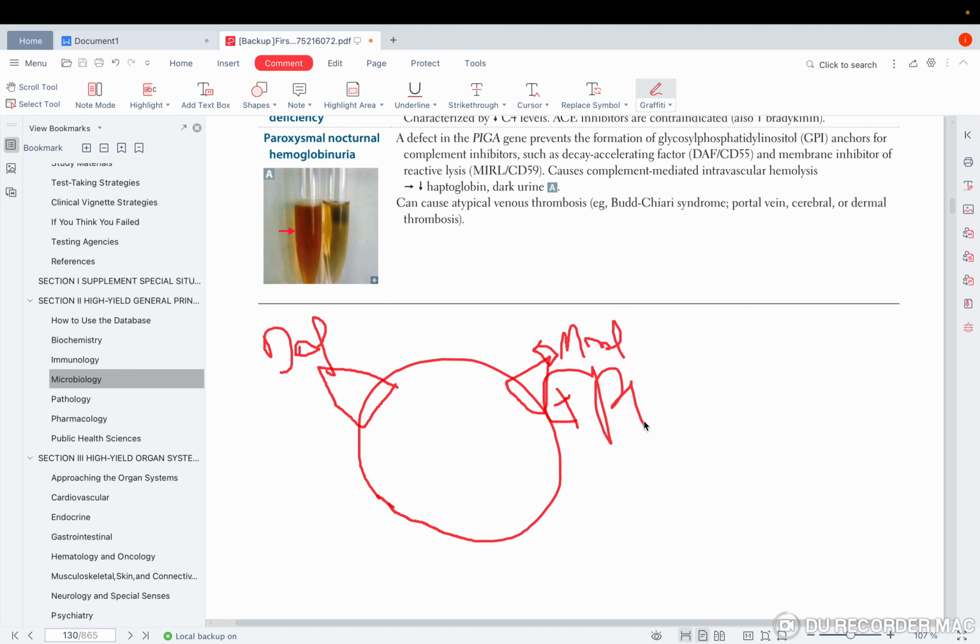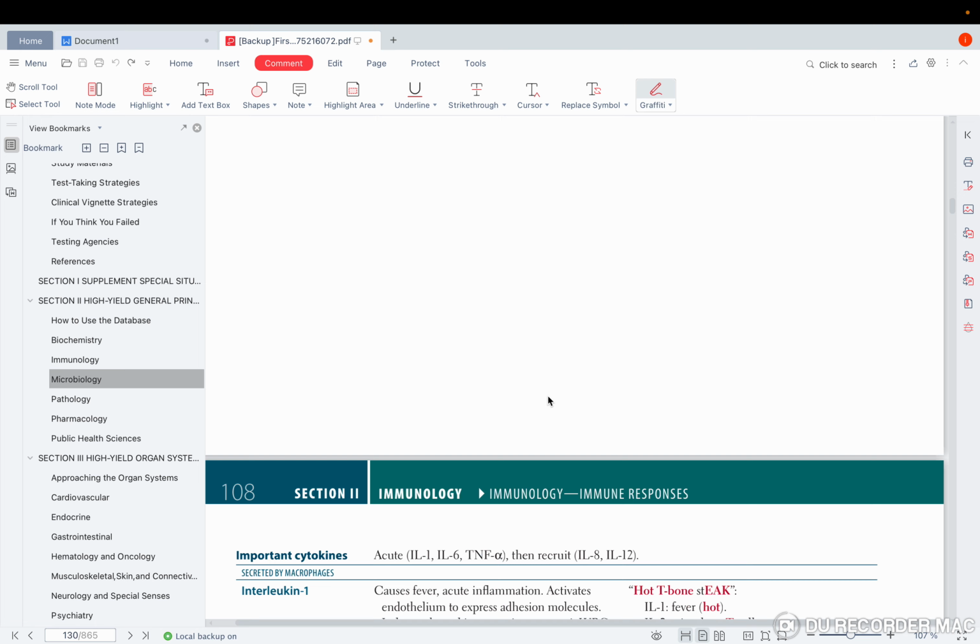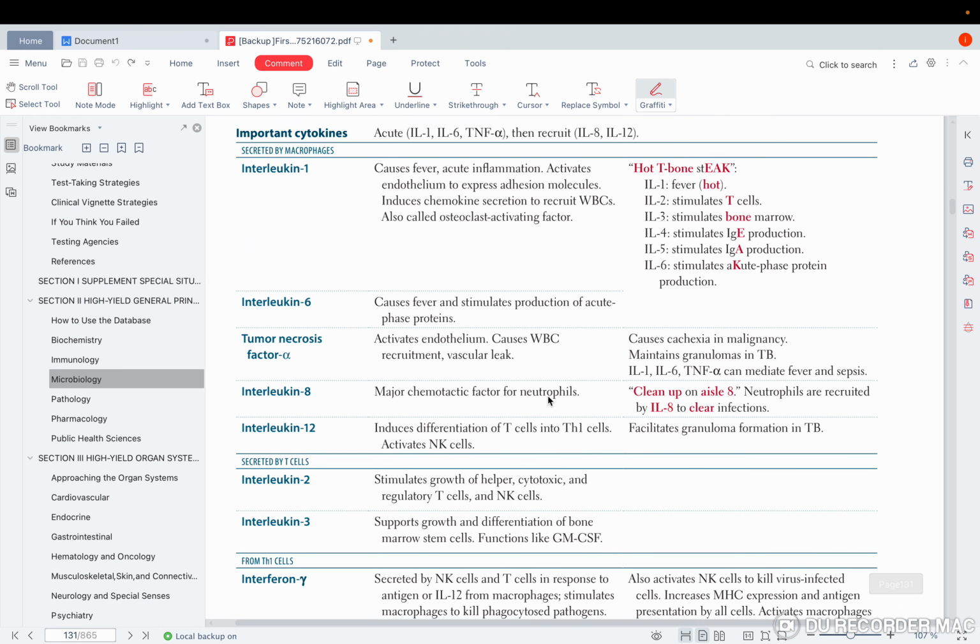Excellent. So if somebody does not have PIGA, which is the gene basically, or it's mutated, he will not have GPI. If he will not have GPI, the DAF and the Merrill will not be able to connect. Remember, DAF and Merrill's normal function is to protect the RBC. So there will be no protection of the RBC. So what will happen? Hemolysis. Done. Okay, good.